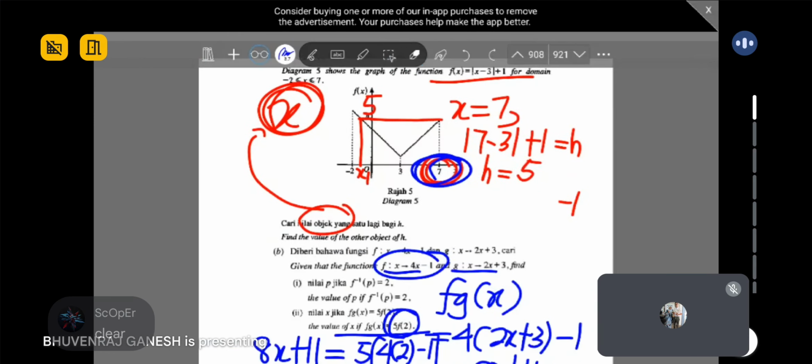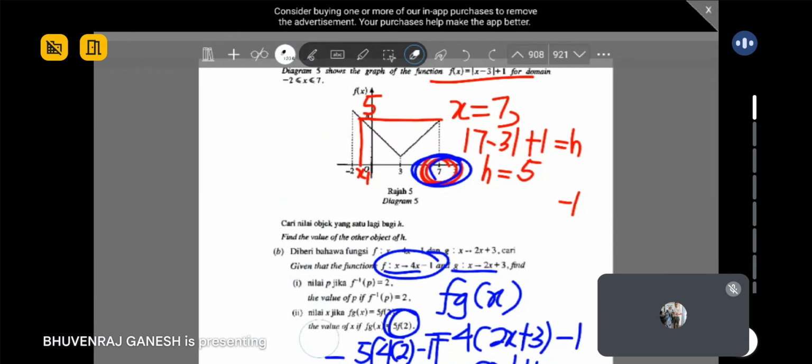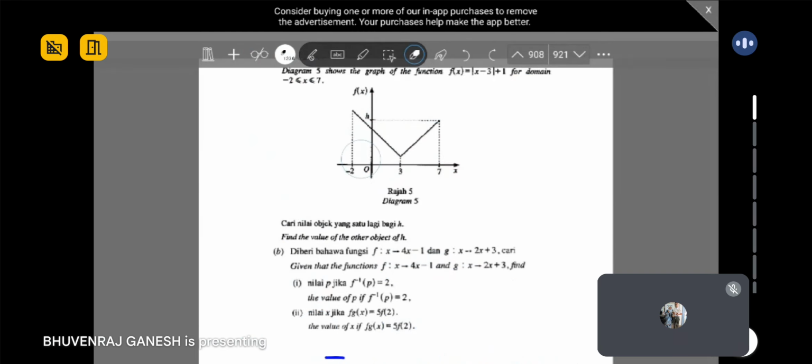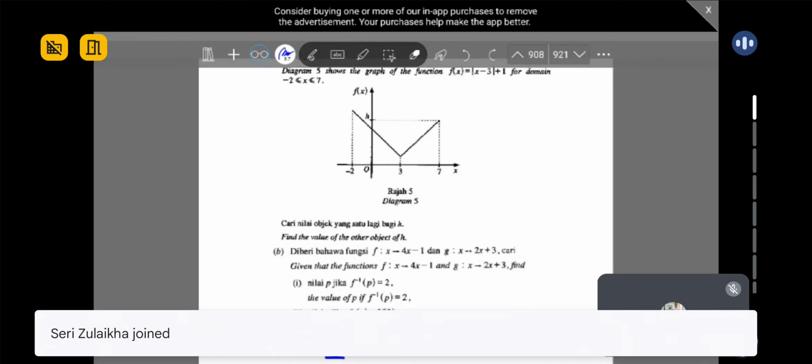Jangan main-main. This the actual SPM Paper 1. So kalau kamu rasa senang, maksudnya baguslah untuk kamu. Maksudnya asas Matematik kamu dah kukuh. Your Mathematics basic is already there.